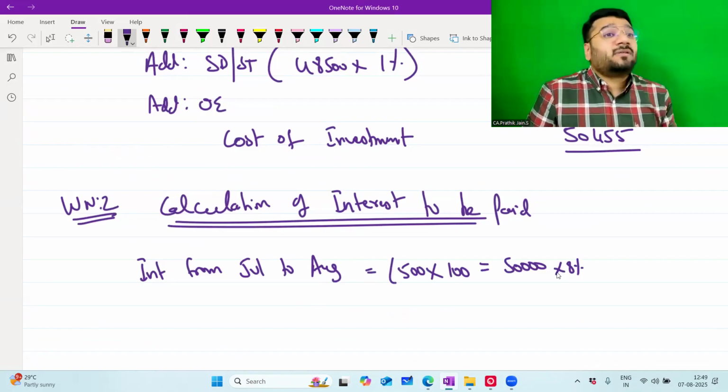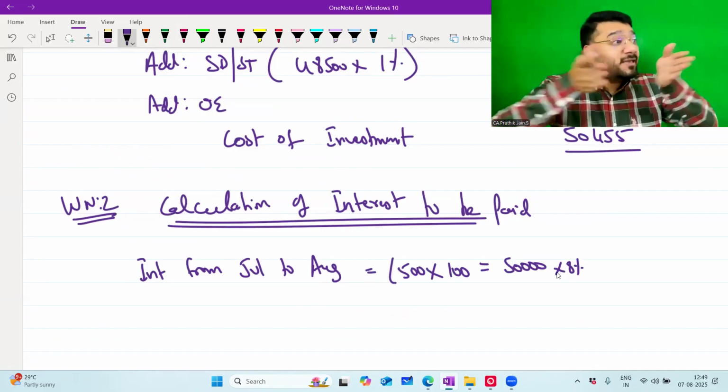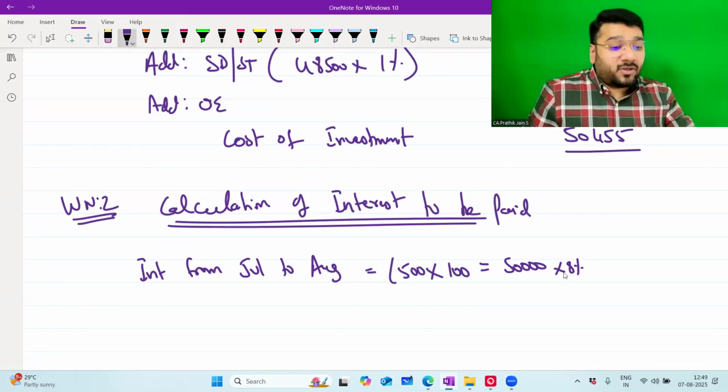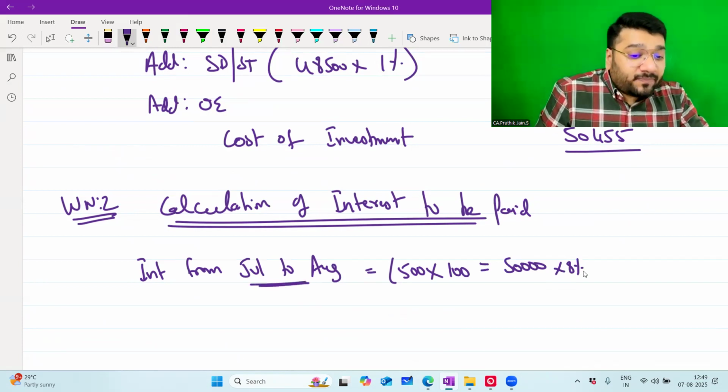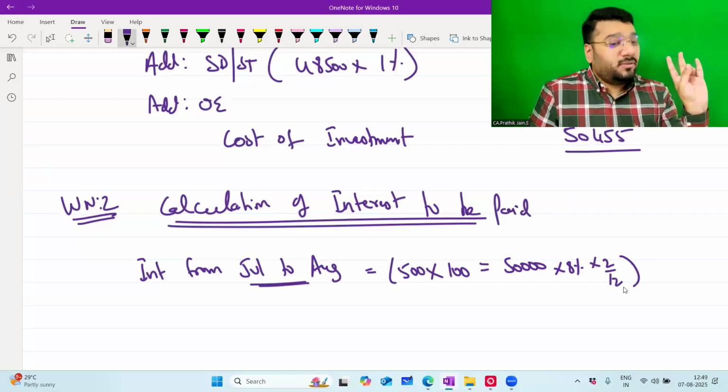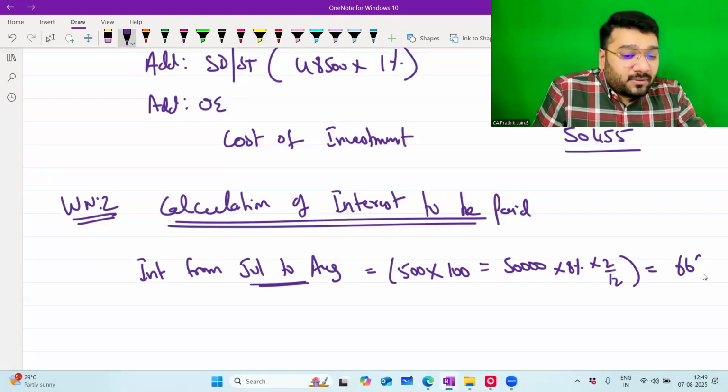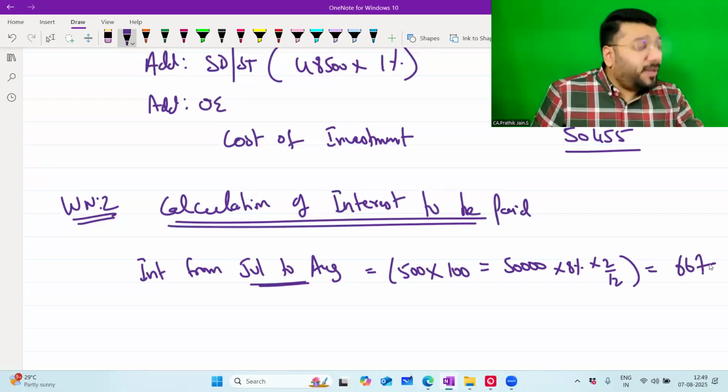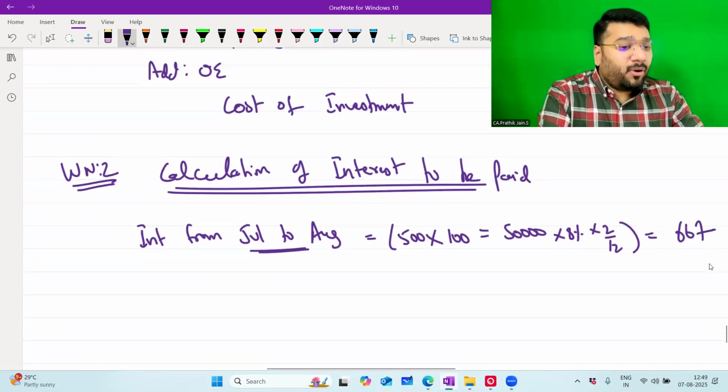We want it for 2 months. Sorry, here we are calculating for 2 months, into 2 by 12. You want it for July and August. How much? 667 is the interest that we have to pay. Any problem?